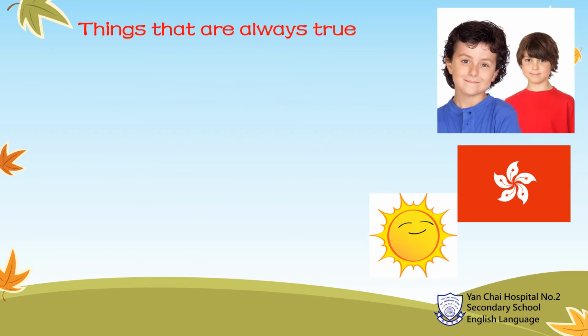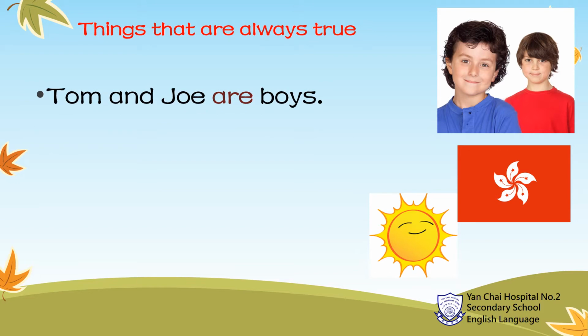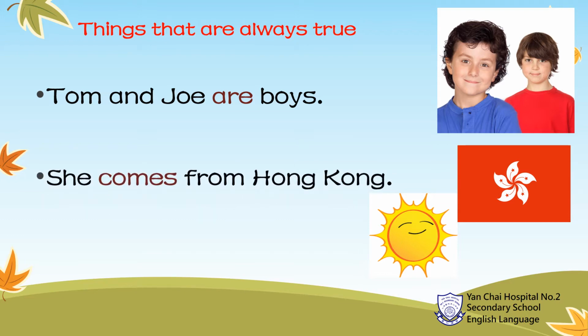Let's talk about things that are always true. For example, Tom and Joe are boys. Most likely, they are going to be boys forever. They are not going to become girls tomorrow suddenly. The second one, she comes from Hong Kong. So this is also a fact that is always true. She's not going to become from other countries tomorrow.